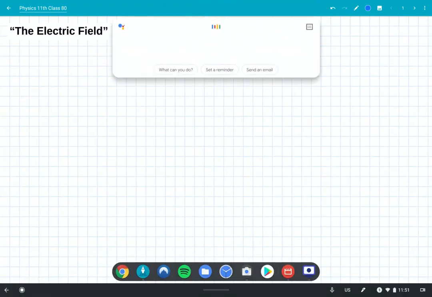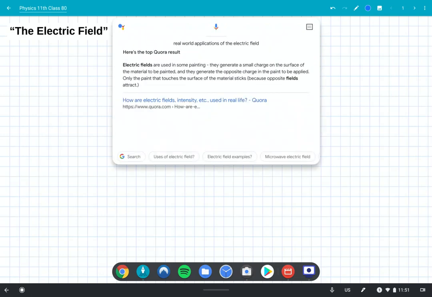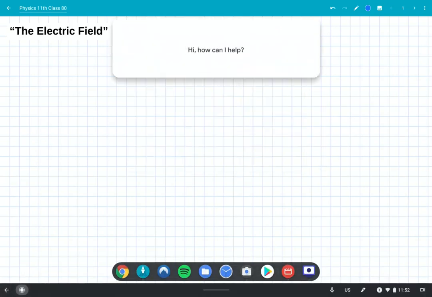So guys, really quick review. We need to use Coulomb's law in today's studies of the electric field. Before we even talk about Coulomb's law, as an introduction to the electric field, let's look at some really quick real-world applications of the electric field. According to Quora, electric fields are used in some painting. They generate a small charge on the surface of the material to be painted, and they generate the opposite charge. Okay, thank you, Google.